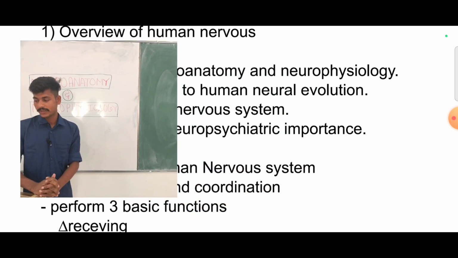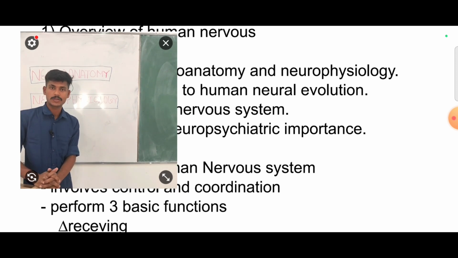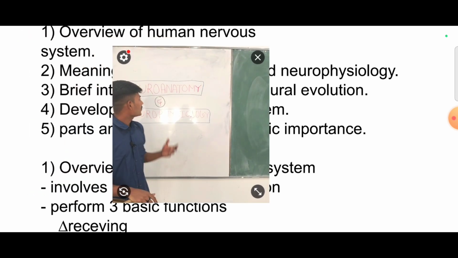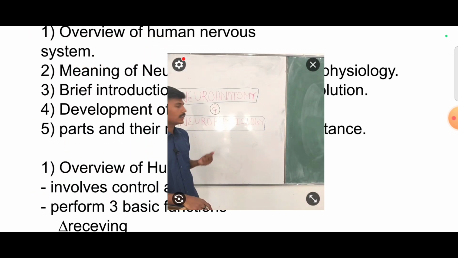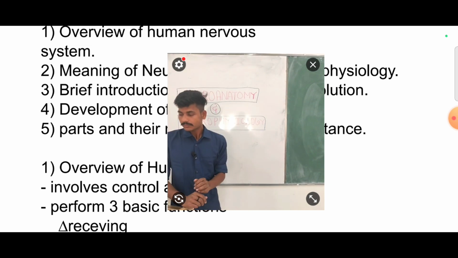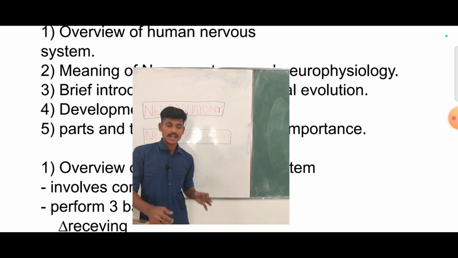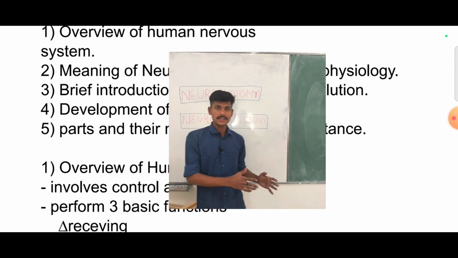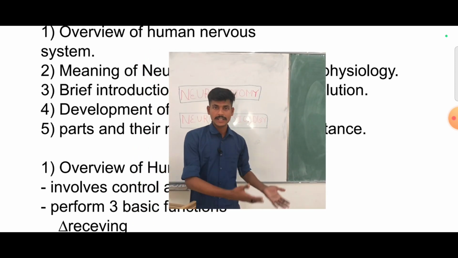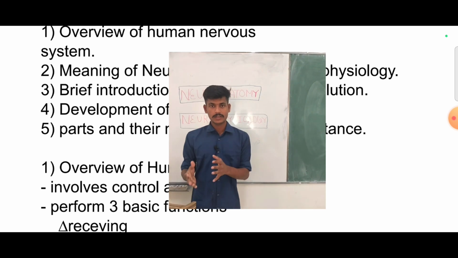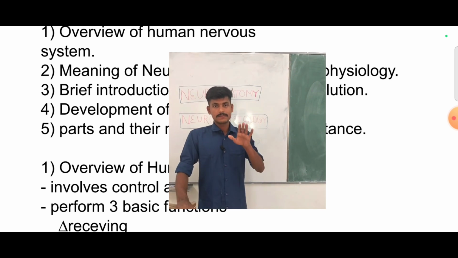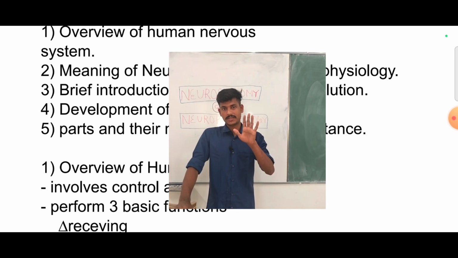In the second topic, the meaning of neuroanatomy and neurophysiology, we will see what is actually meant by neuroanatomy and neurophysiology. Then we will see short evolution. Evolution means how we are different from the lower animals, if the basis is the nervous system.